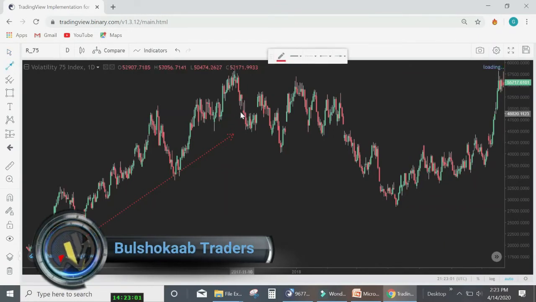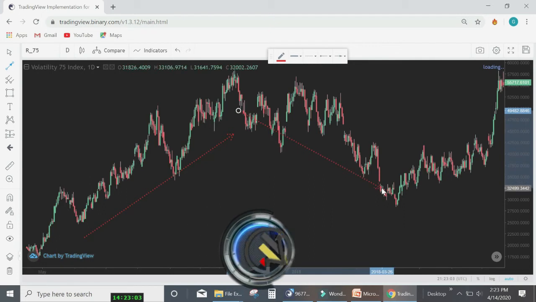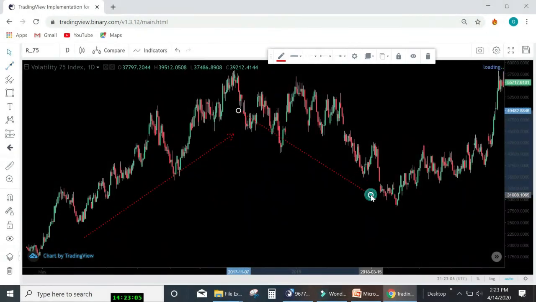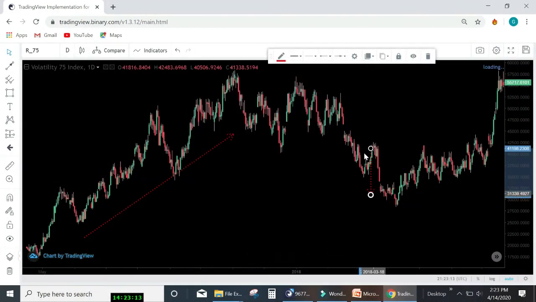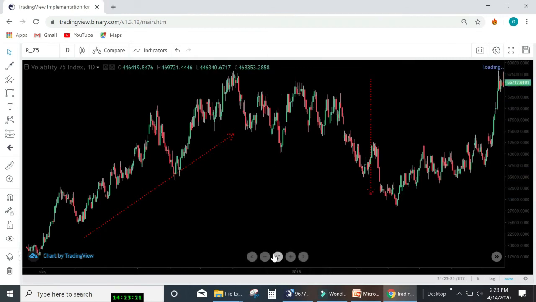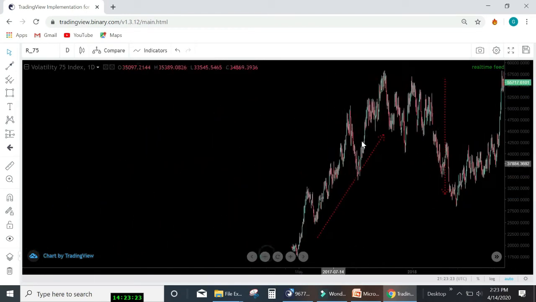And you see the price moves from up to down. So it has a good direction, it has a good trend. So this is a downtrend, and this is also an uptrend.